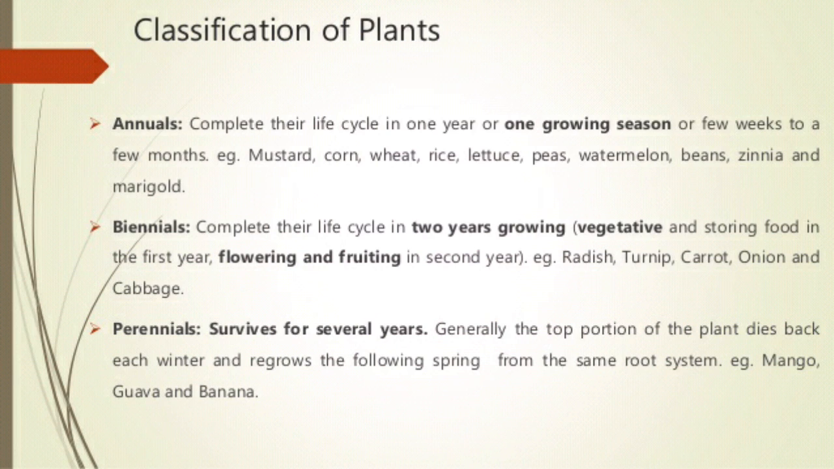Biennial plants are those plants that complete their life cycle in 2 years, 2 growing years, vegetative and storing food in the first year and flowering and fruiting in the second year, like radish, turnip, carrot, onion and cabbage. And third, perennials, which survive for several years. Generally the top portion of the plant dies back each winter and regrows the following spring from the same root system, like mango, guava and banana.